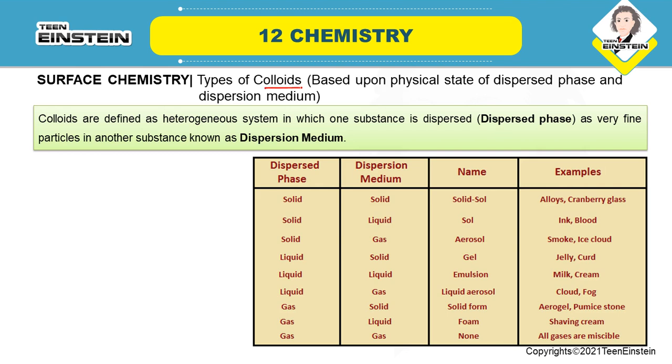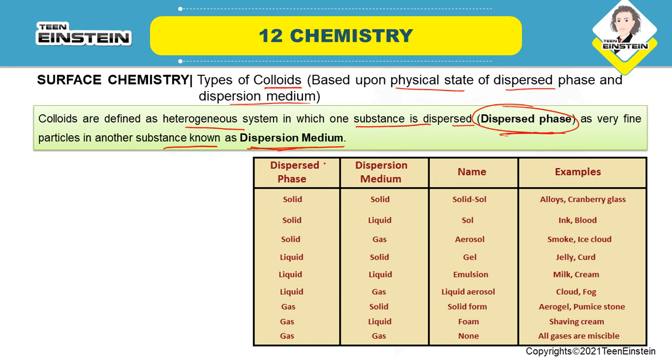Types of colloids based upon physical state of dispersed phase and dispersion medium. But before that we have to understand what is dispersed phase and what is dispersion medium. Colloids are heterogeneous systems, that we have seen already. In this heterogeneous system there is one substance which is dispersed, and this is called dispersed phase, as they remain as very fine particles, and they remain in another substance which is acting as medium. So that is why it is called dispersion medium. So this is one phase, this is another phase, dispersion medium.